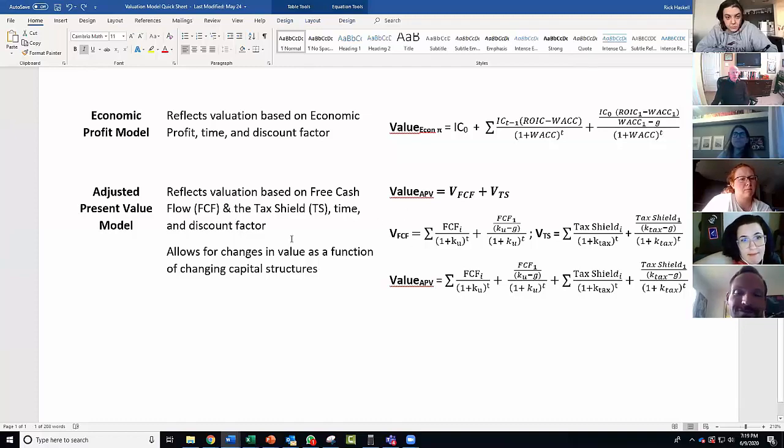Here's the adjusted present value model. The adjusted present value is the value based upon some free cash flow plus the value based upon a tax shield. Well, the value based upon some free cash flow is the free cash flow model as you know it, with one difference. And that is the use of KU instead of WACC.